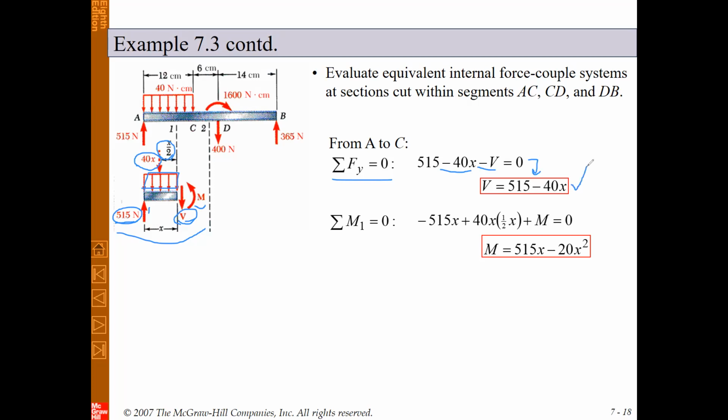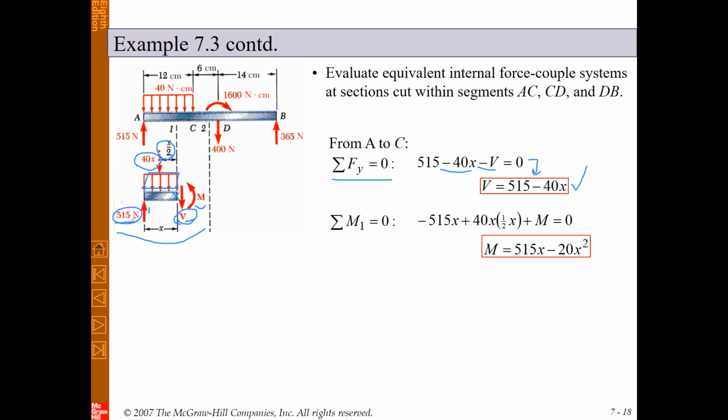Here you can see in this example, the shear force is not a constant value because here we have distributed load. So due to this distributed load, the shear force for this interval between 0 and 12 centimeter is a function of x. And for the moment, we can write again the bending moment, we can write the moment equation about this point, about the cut point.